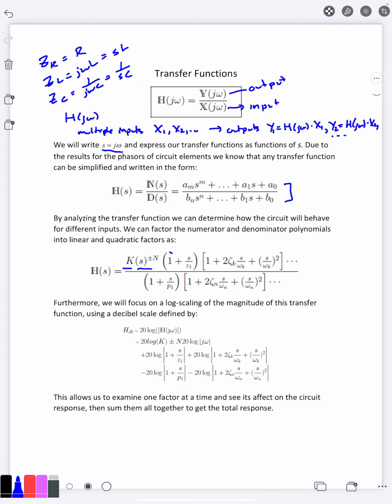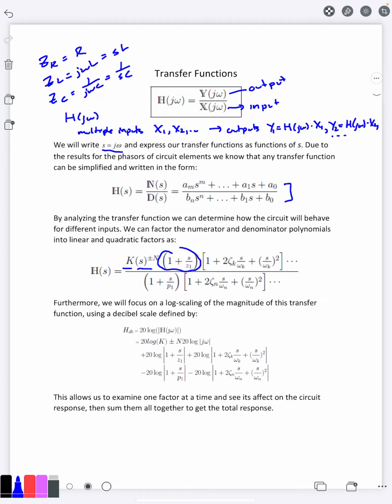This is our linear term. But instead of saying like s plus 5 or something like that, we're going to write it as 1 plus s over a number. It's mathematically equivalent to do it this way, and we'll see why it's convenient for us to do it that way.